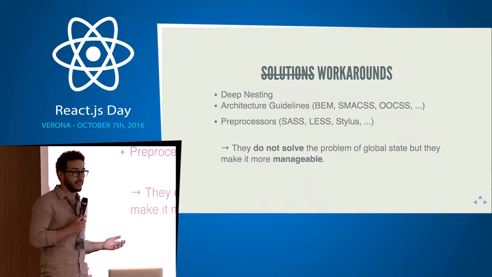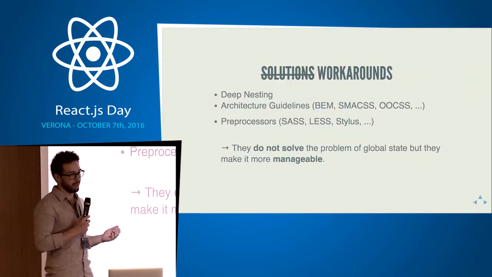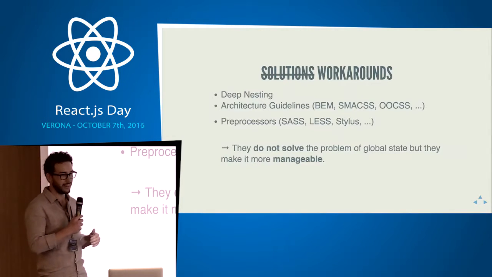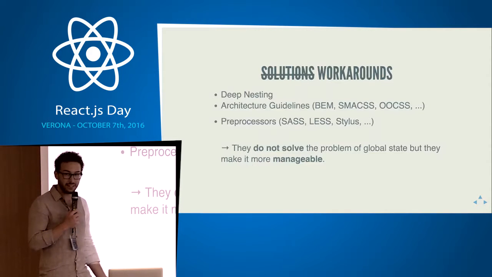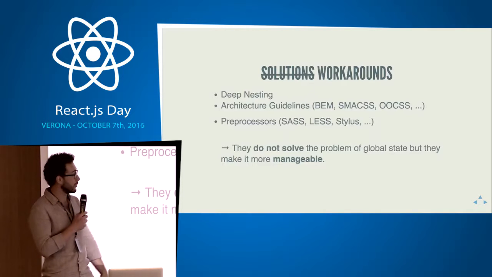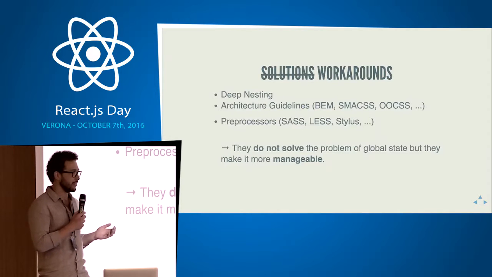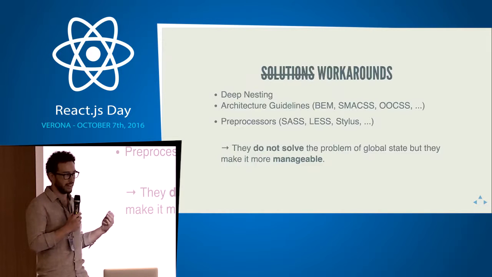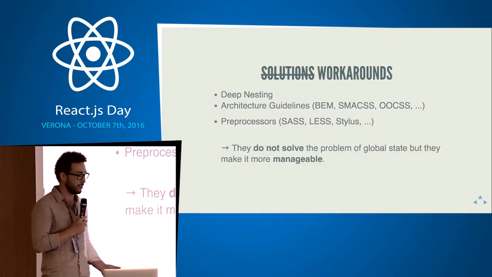There are some workarounds like deep nesting, but when you start deep nesting your selectors, when you get to the third level, it starts being the stairway to hell, how I like to call it. So that's not a real solution. There are some architecture guidelines like BEM, SMACSS, OOCSS, and they work kind of, but it's a lot of stuff to write usually, and it's hard to get everybody in the team on board and that everybody really uses that stuff. And you have to be really strict for it to actually work.